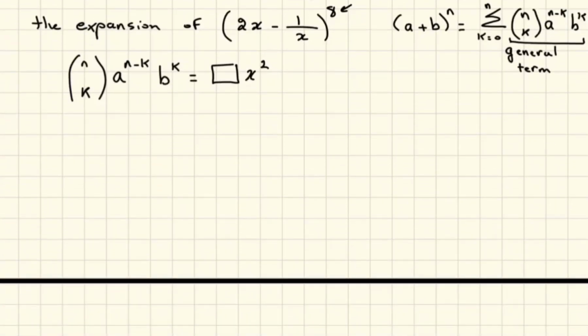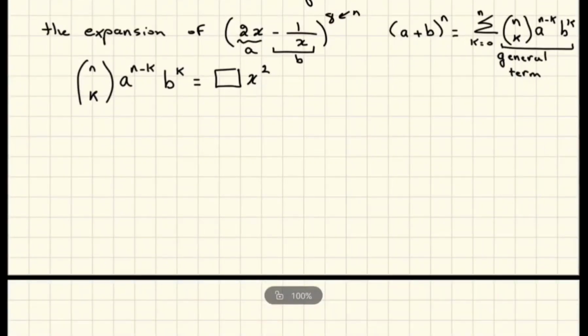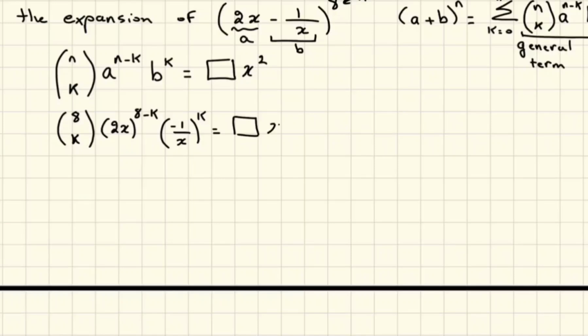So how do I proceed with this? I know that a is 2x and b is negative 1 over x. Always, if we have a minus, we need to take it as b, and n is 8. Now I will replace everything. So n is 8, k I'm not sure what it is, so 2x exponent 8 minus k, b in this case is minus 1 over x exponent k, and I know my answer when I simplify this should look like the following: box times x squared.